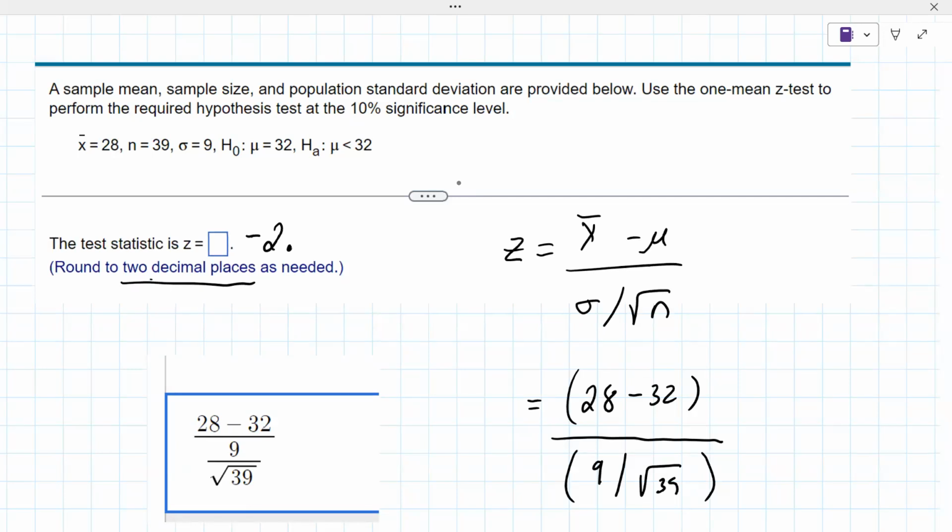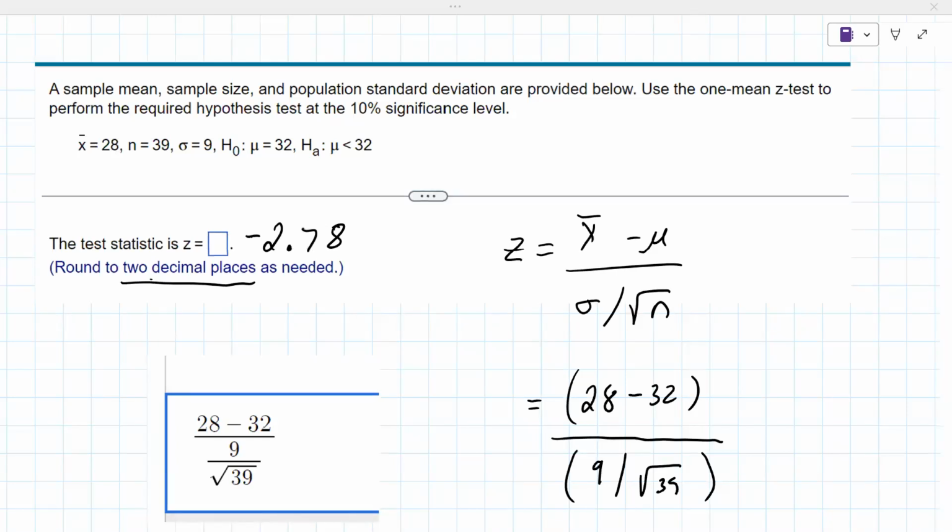I want to check if everything's right. Yeah, that sounds right. Keep going. Negative 2.76. Yeah, sorry, I rounded down for some reason. Negative 2.78. Yes, there you go.